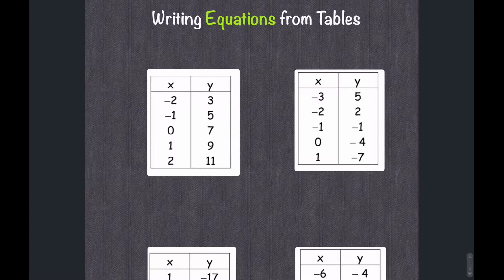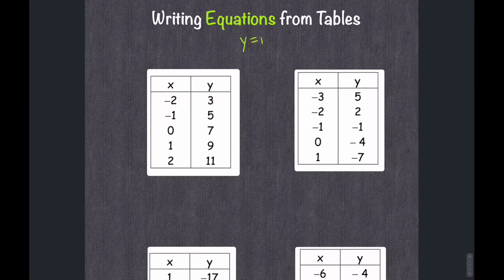In this video, we're going to work on writing equations from tables. In a previous video, I used these same tables as we tried to find slope. Now we're going to have to find slope and the y-intercept in order to write these equations. And the reason is because we're going to try to write these equations in slope-intercept form.